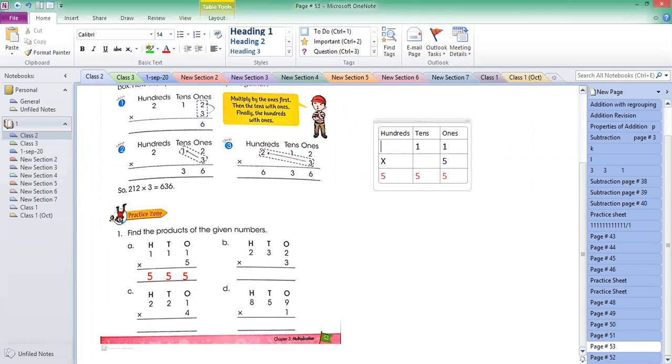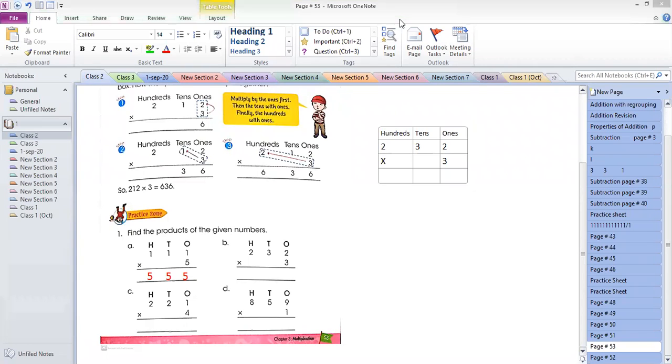On the hundreds it is 2. On the tens it is 3. And on the ones it is 2. And we have to multiply it by 3. So we will multiply the ones first, then we will multiply this 3 to this tens, 3 into 3. Then we will multiply this 3 by 2. So I will ask you one by one.